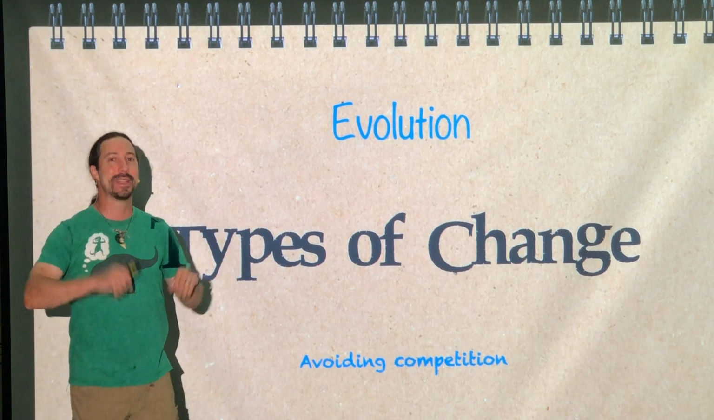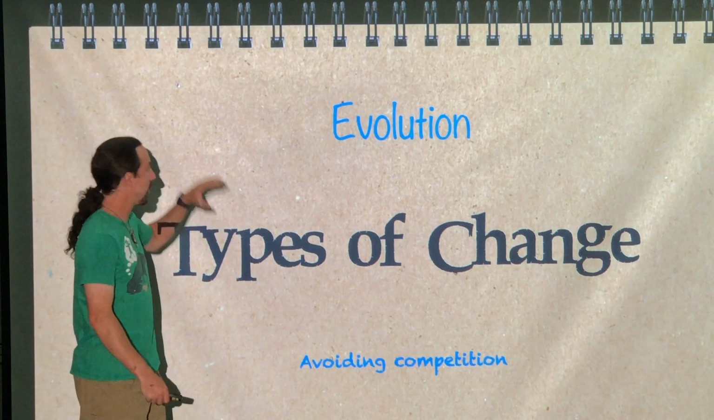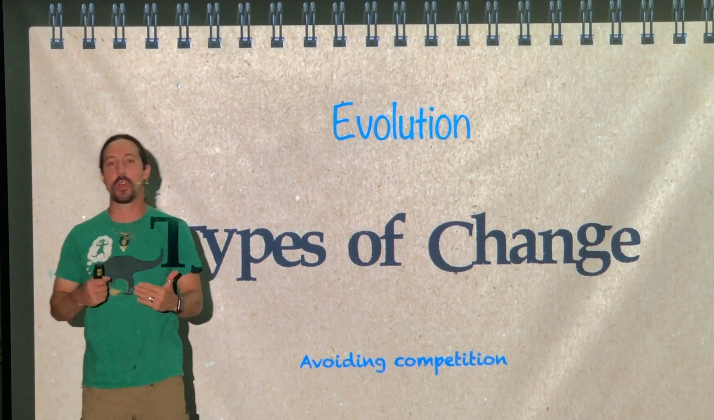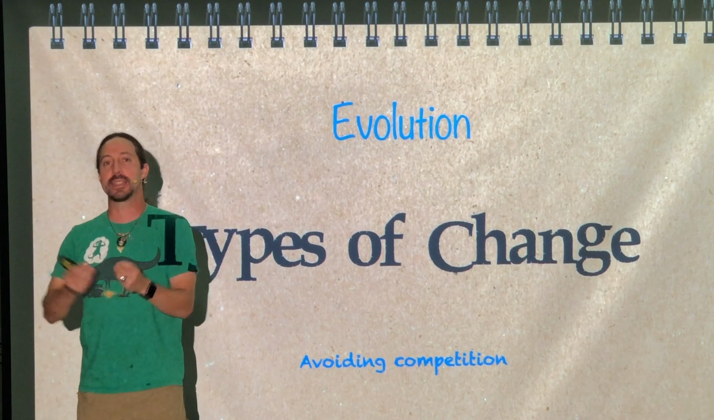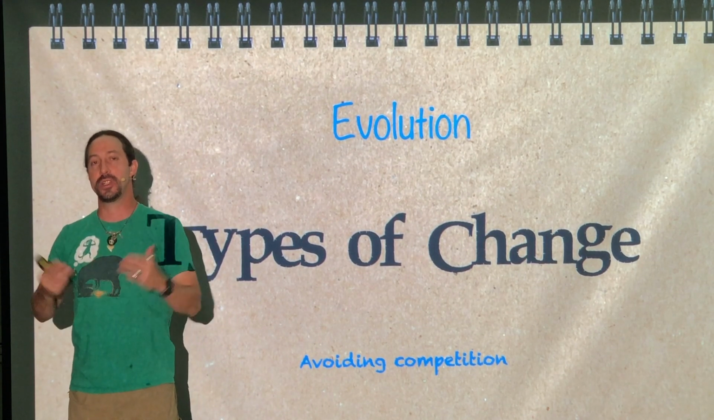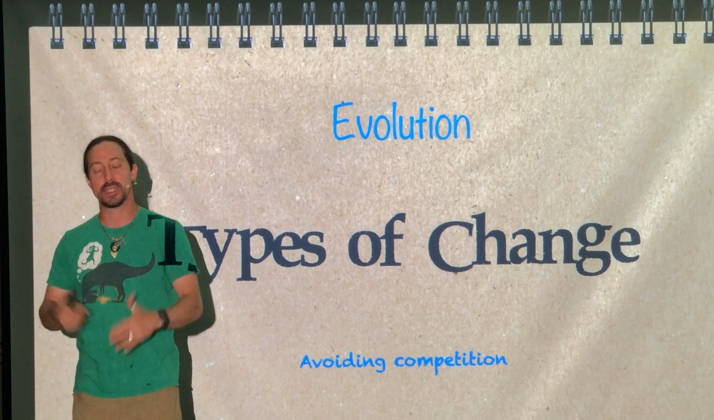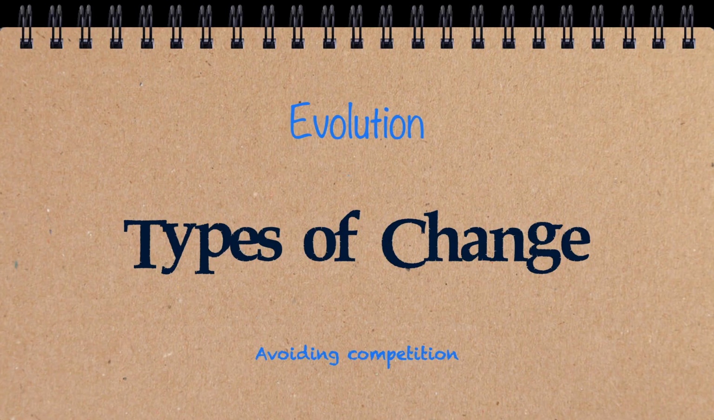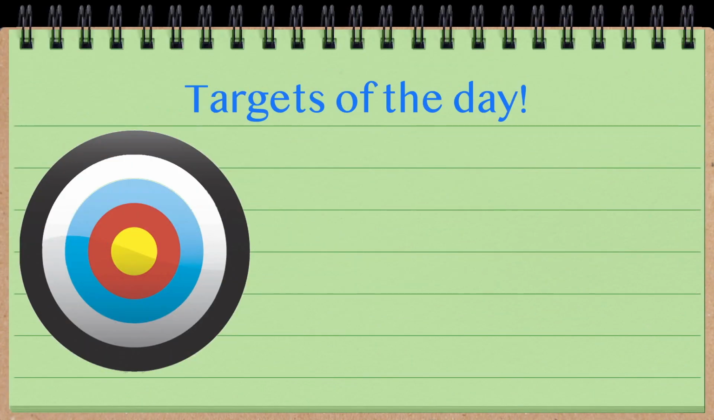Hello and welcome to this episode of Tutors, where we are continuing our unit on evolution. In the past few episodes, we've talked about the different things that can cause change in the allele frequency in a species, things that can cause evolution. Today, we're going to be looking at types of change that can occur in a population over time.